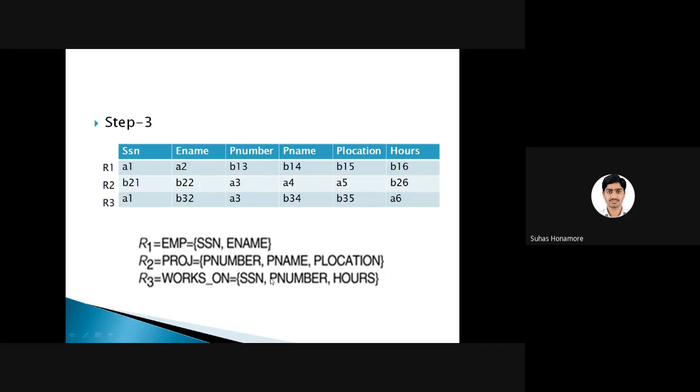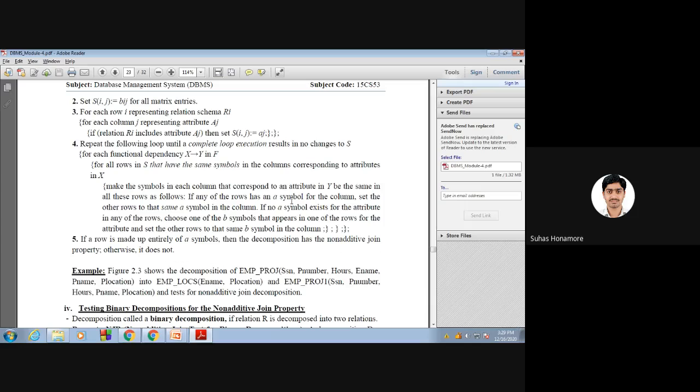Then for R3, SSN is there, so A1. After that P number, which is again A3 here. Then hours, so here A6. So this is after step 3, and after step 3 we got this result.